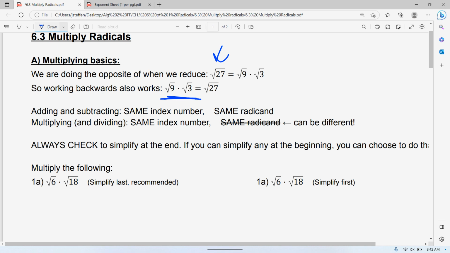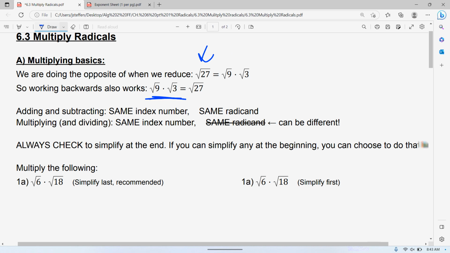But the biggest thing is, again, when you're multiplying, as long as you have the same index number, you can multiply those. Always check that you simplify at the end. So if you want to have your answer, make sure you simplify. Some of these you can simplify at the very beginning. I'll talk about that in a second. If you choose to do that, make sure you're still checking to see if you can simplify at the end.